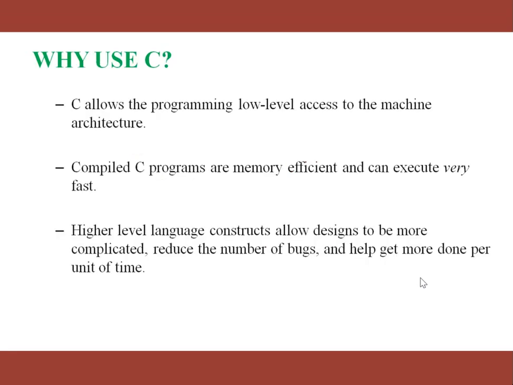Now let's talk about the programming language we use. We use the C language. Why only C? Here are some key features of C we utilize to program microcontrollers or embedded systems. C allows low-level access to the machine architecture. Compiled C programs are memory efficient and can execute very fast. Higher level language constructs allow designs to be more complicated, reduce the number of bugs, and help get more done per unit of time.